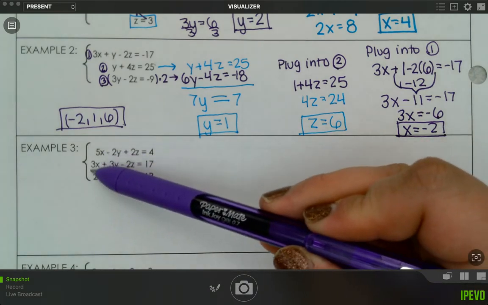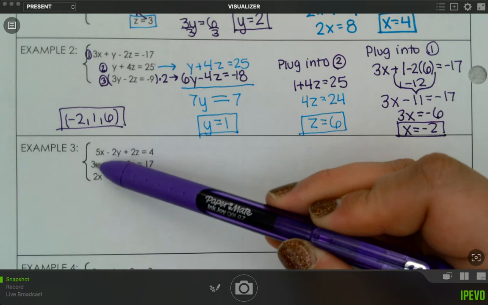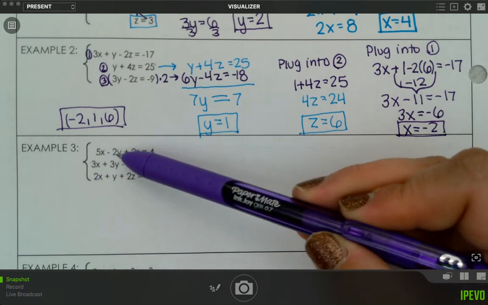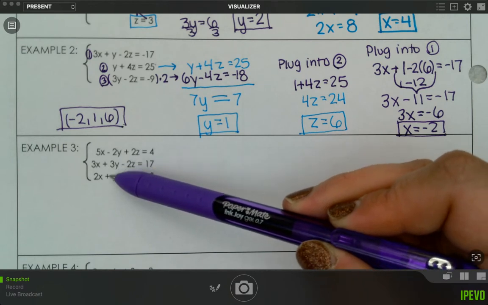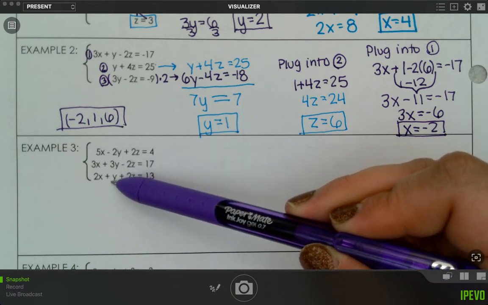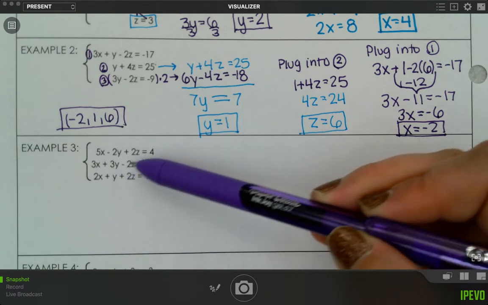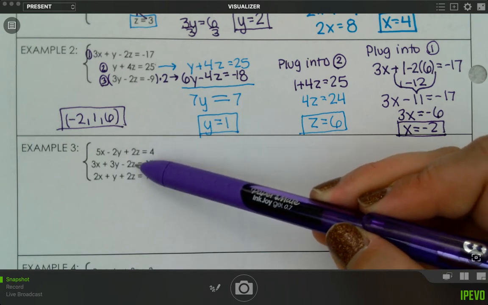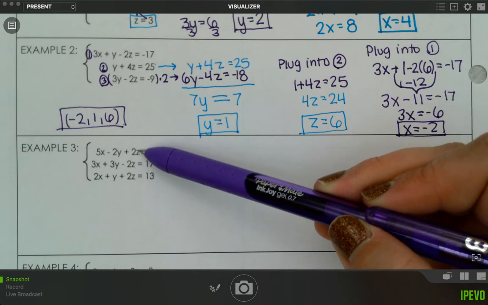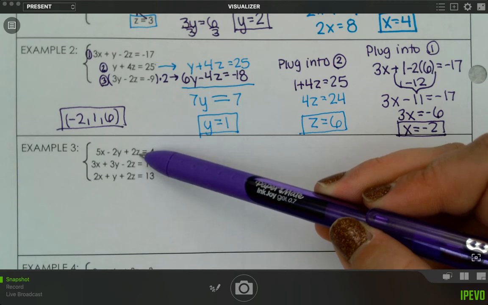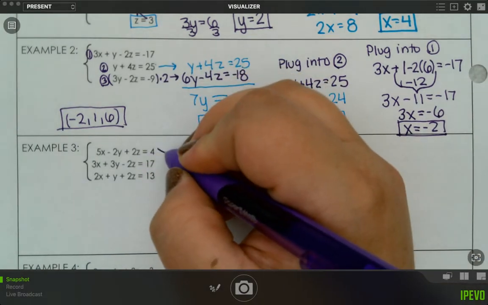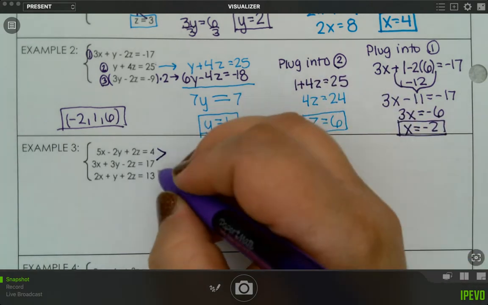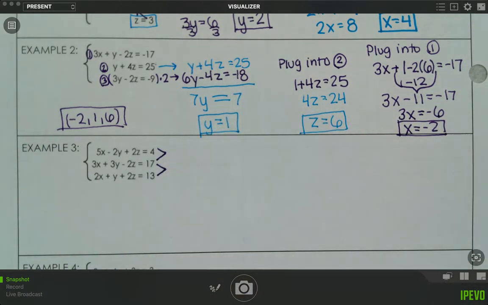And I don't really like the looks of this 5, 3, and 2. Those don't have a lot of numbers in common. 2, 3, and 1 isn't terrible because this is a 1, so it can easily blend in with anything else we need it to. But over here, we have negative 2 and 2. We don't even need to multiply at all on that one. And we have negative 2 and 2 here. So what I'm going to do is add the first 2 equations together and then add the bottom 2 equations together. Okay?